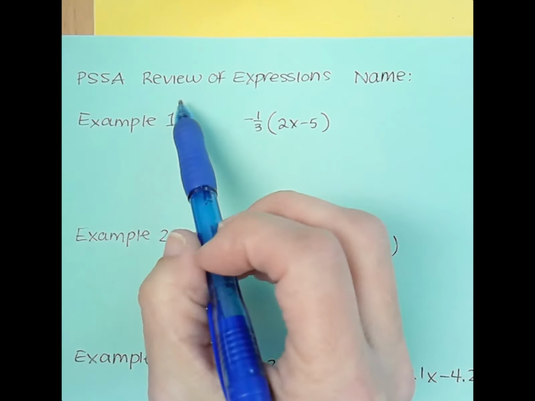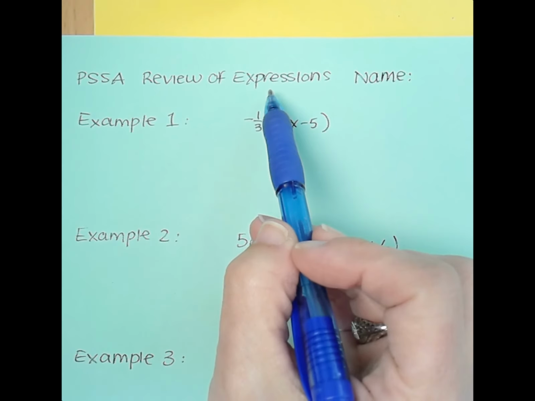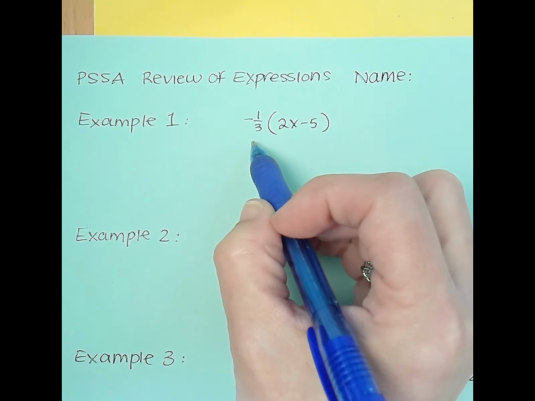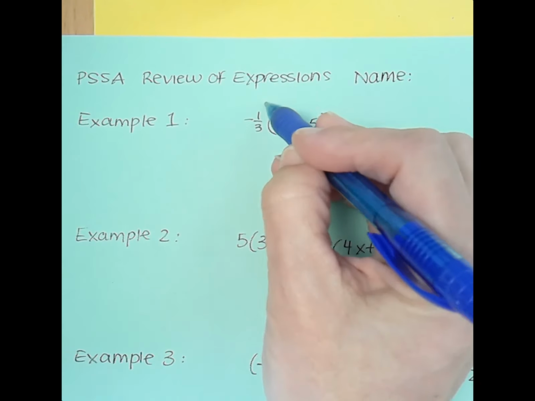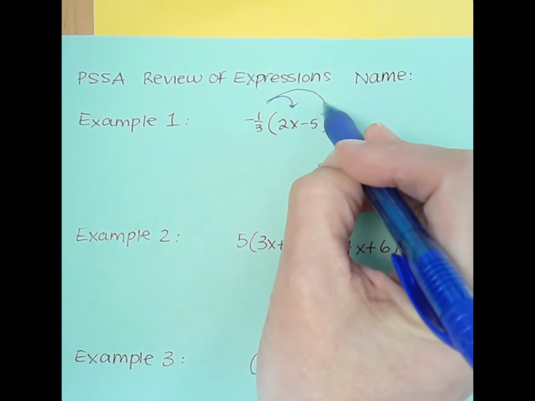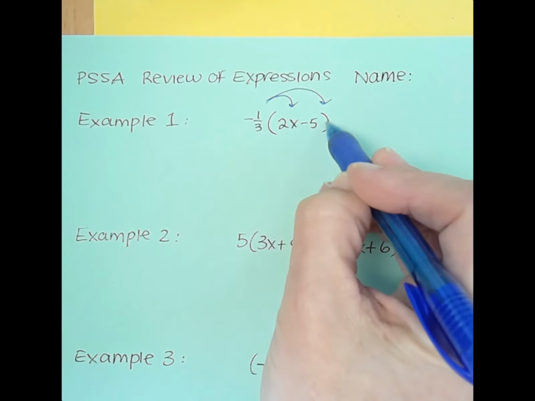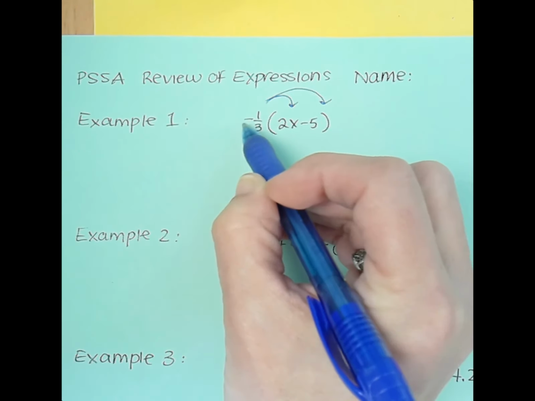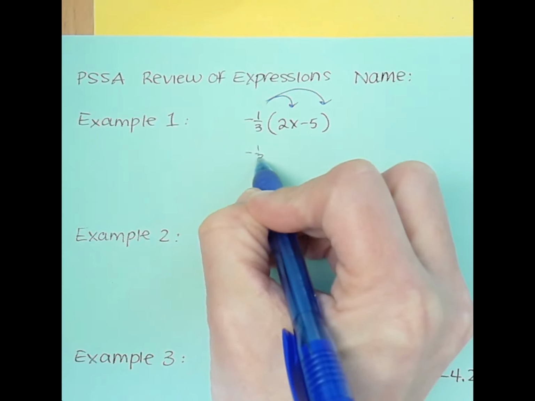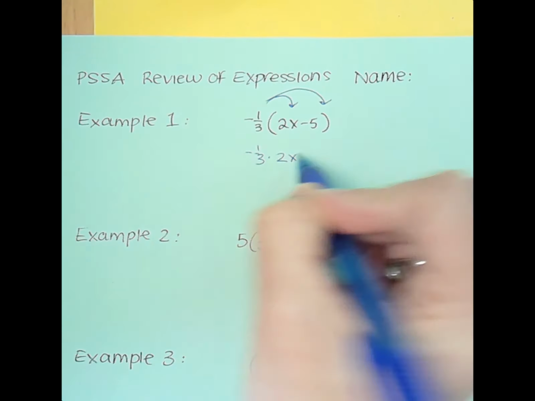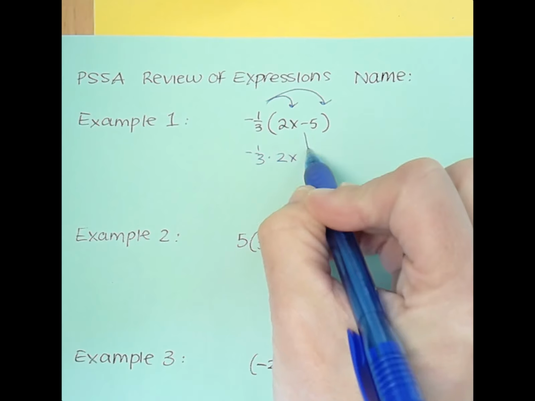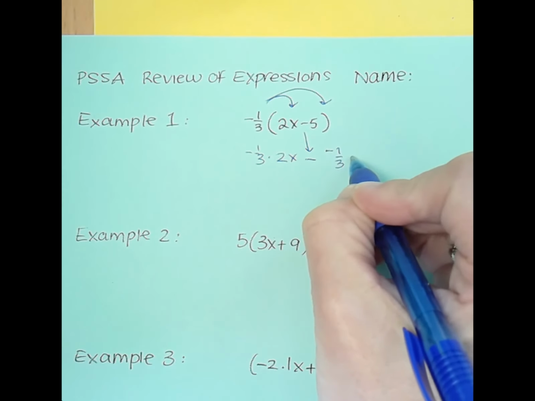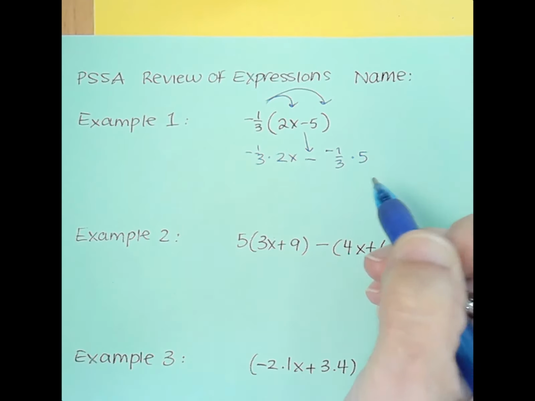Okay, let's take a little time and review some things about expressions. If you look at example 1, we have a situation where we need to do the distributive property. Remember, the parentheses here mean we're multiplying negative 1/3 times everything in the parentheses. So negative 1/3 times 2x, and then minus negative 1/3 times 5. That's the long way to write it.